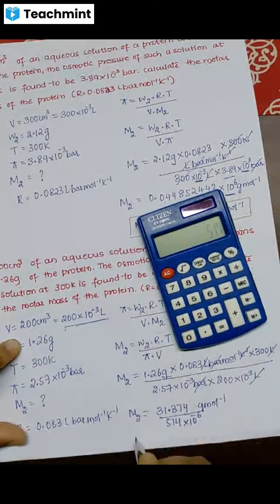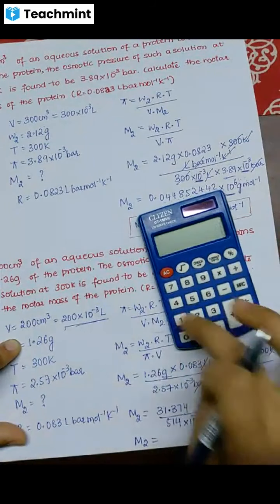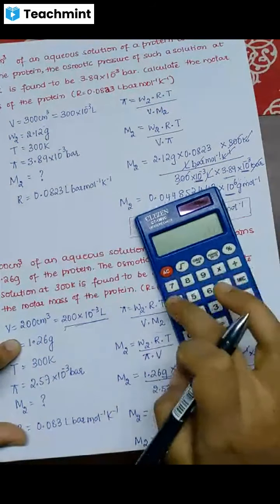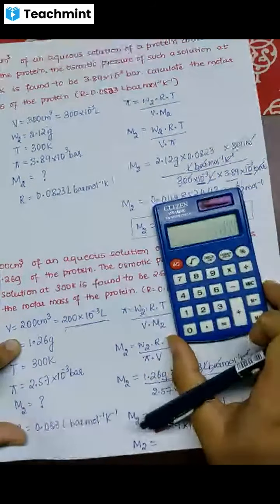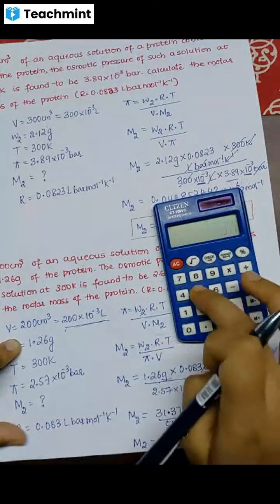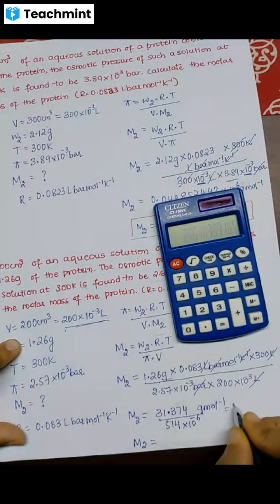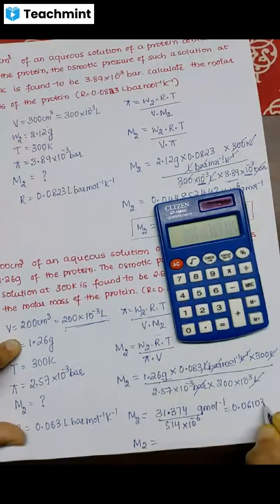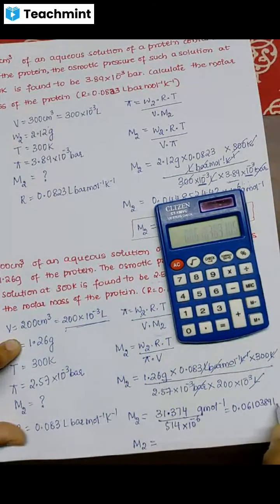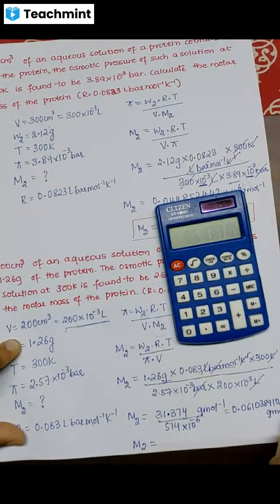So we'll divide this value by 514. What do we get? We will see. 31.374 divided by 514 is equal to 0.0610389105 into, when it goes up, it becomes plus 6, and the unit is gram per mole.